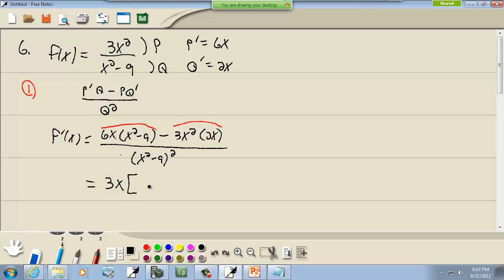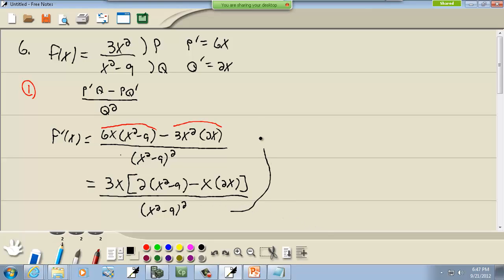Okay, so 6 divided by 3 gives us 2. That x is gone, and we still got the x squared minus 9. Minus, that 3's gone. I had 2 x's. I pulled 1 away, so that leaves me a single x. And then 2x, over x squared minus 9 squared. Okay, so we got our 3x there.